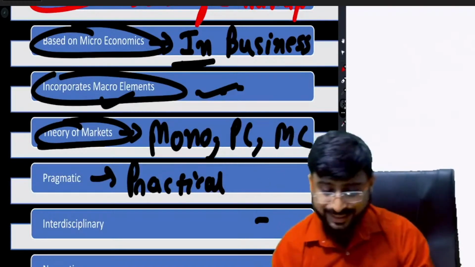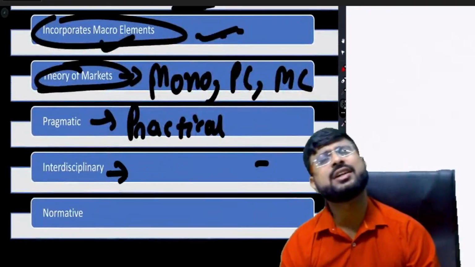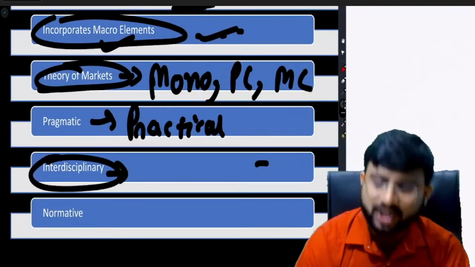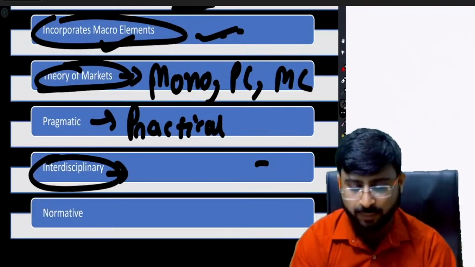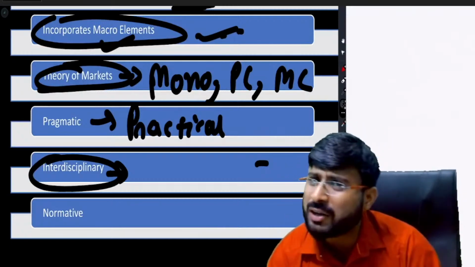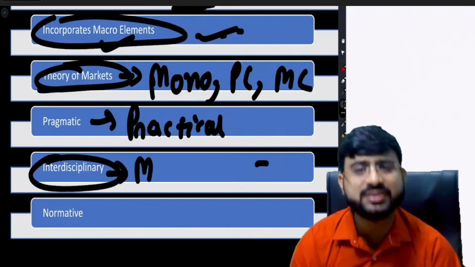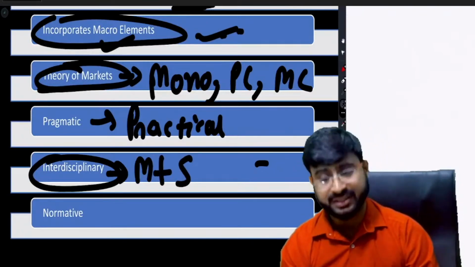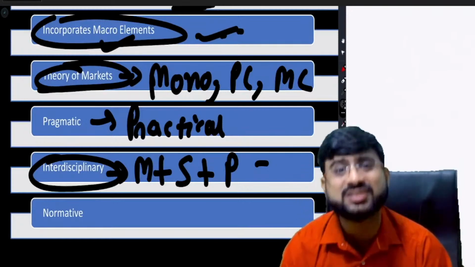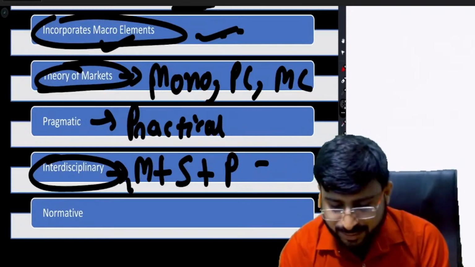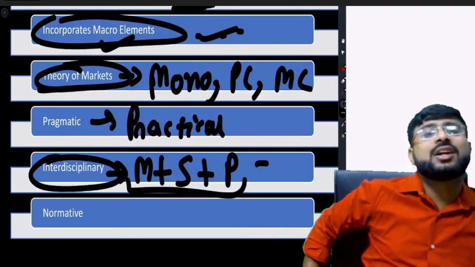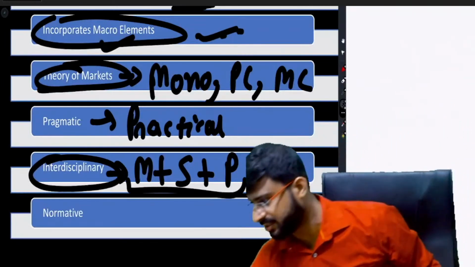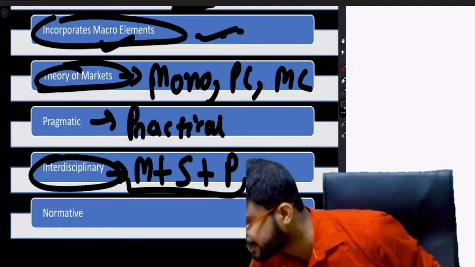Okay. Next, it is interdisciplinary. What does interdisciplinary mean, sir? It means that business economics derives its principles from multiple fields. Business economics applies its knowledge from mathematics, from statistics, and from consumer psychology. So basically, business economics has been formed after deriving knowledge from multiple subjects. That is what interdisciplinary means.